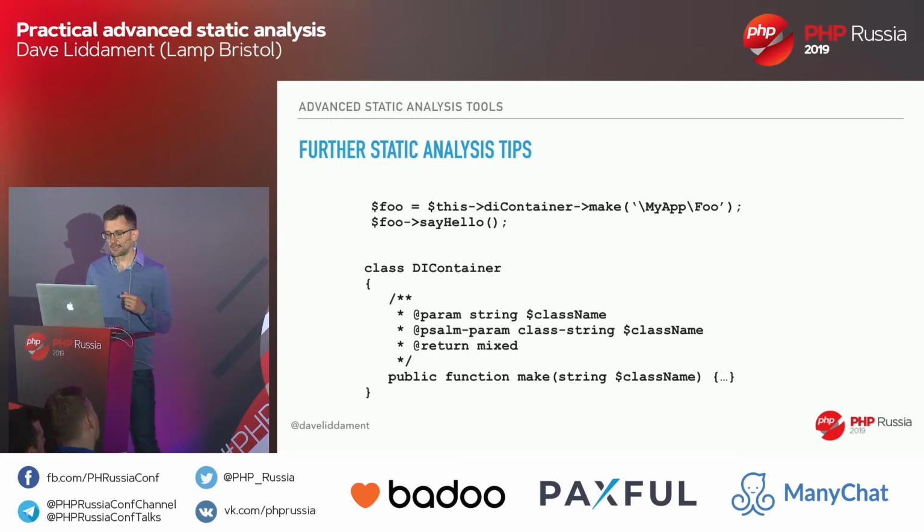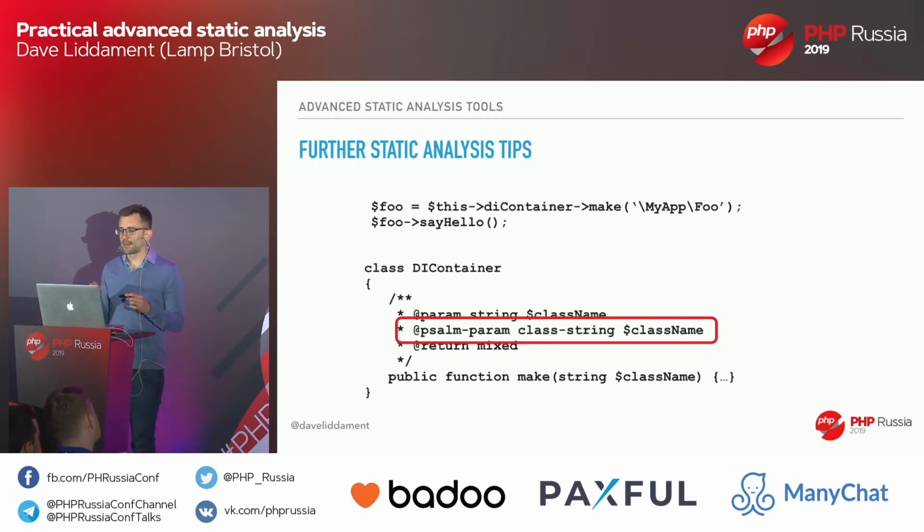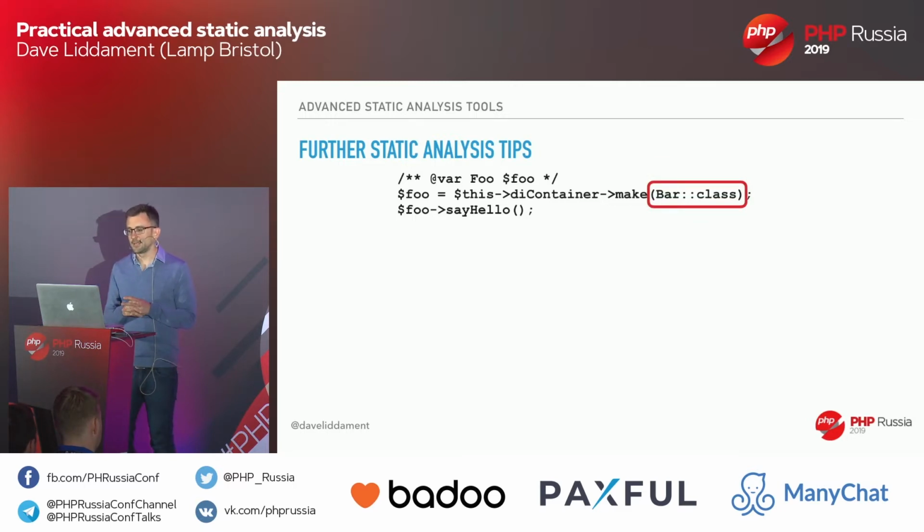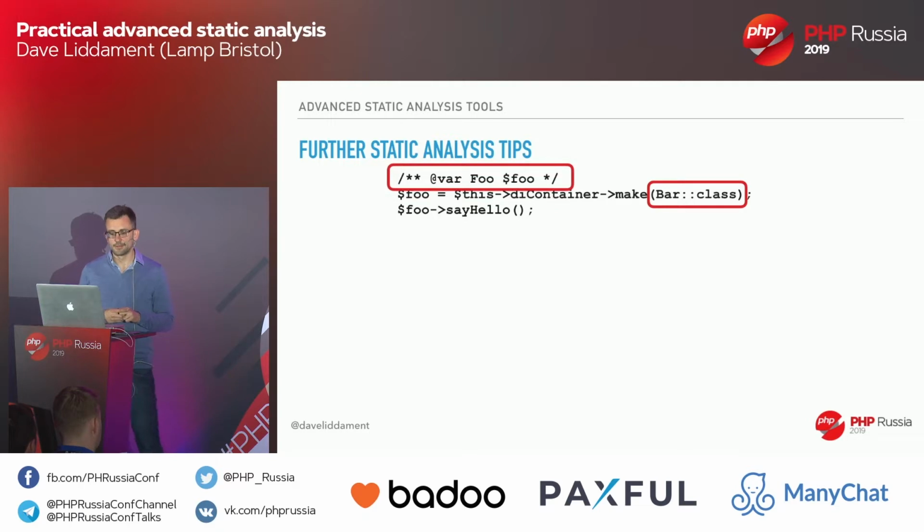In Psalm, we could change the signature of our DI container to use this. Instead of saying I'm expecting it to be a string, we could say class-string. And what that means is Psalm works out what string you'll pass into the make method, and it makes sure that it actually represents a real object. However, there's still another problem. What happens if we update what we're asking our DI container to make, but we don't update the docblock, we'd be in trouble.